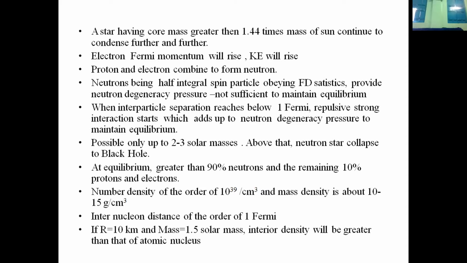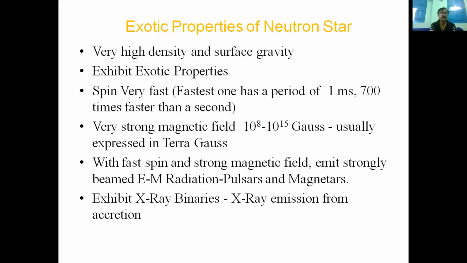Now, at equilibrium of the neutron star, greater than 90% is neutrons and the remaining 10% is protons and electrons. The number density is of the order of 10⁻³ per centimeter cube, and the mass density is about 10 to the power 15 gram per centimeter cube. The internucleon distance is of the order of 1 Fermi. If R equals 10 kilometers and mass equals 1.5 solar masses, the interior density will be greater than that of an atomic nucleus, that much dense.